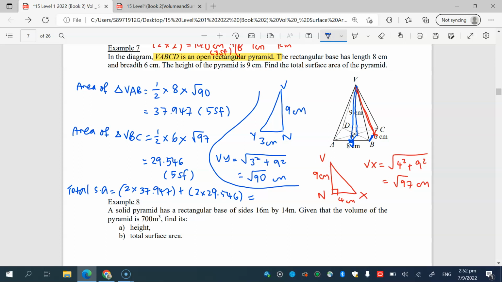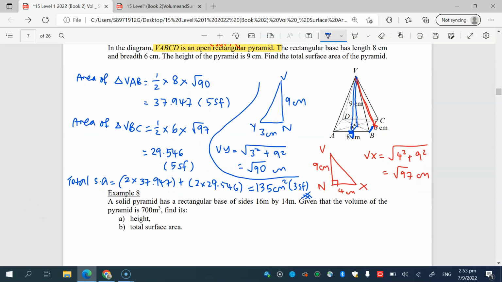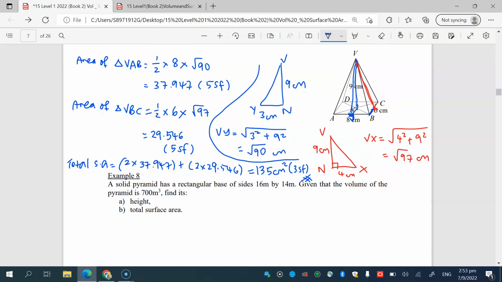So when you press calculator, you will get 134.98. Okay, so to 3SF, it'll just be 135 cm squared. Okay, this is a good question because there are different triangles in this pyramid. They are not all the same, so you need to be careful when you visualize this pyramid.